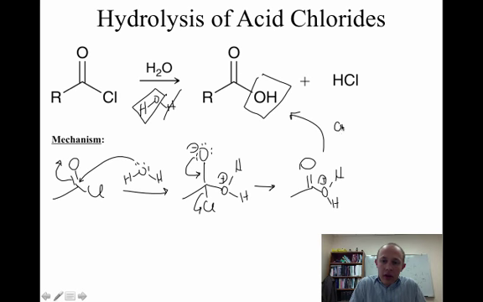Which can then undergo deprotonation by a chloride ion to give the carboxylic acid. So notice that, just like I said before, you have a nucleophilic attack step followed by a leaving group leaving step, but you still need to do a proton transfer step to get to your final product. You're always going to have a nucleophilic attack, you're always going to have a leaving group leaving. You might have some proton transfer steps at the beginning or at the end.